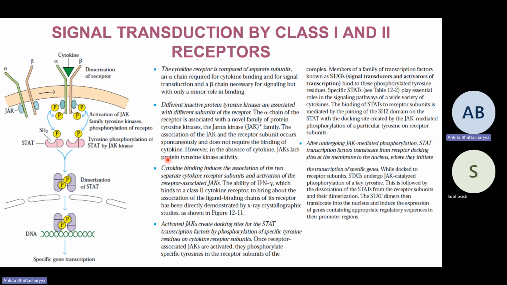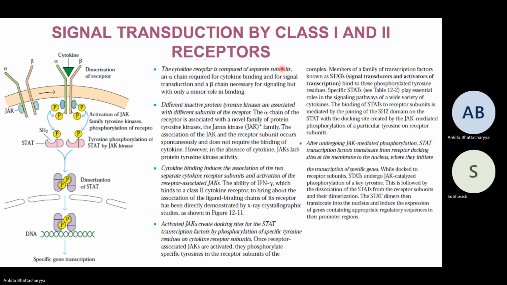Now, activated JAKs are creating docking sites for STAT proteins, which are signal transducers and activators of transcription. These STAT transcription factors are able to dock onto this activated JAK. By docking, we mean they are able to lodge themselves on top of it. This docking occurs by phosphorylation of some specific tyrosine residues on cytokine receptor subunits. Once activated, they phosphorylate specific tyrosines in the receptor subunits of the complex, and then members of this STAT family are able to bind to the phosphorylated tyrosine residues.